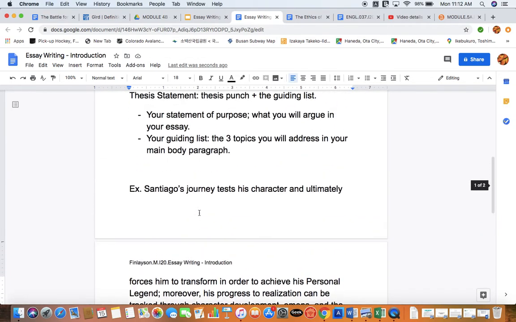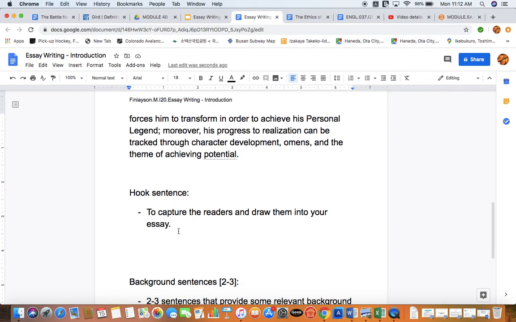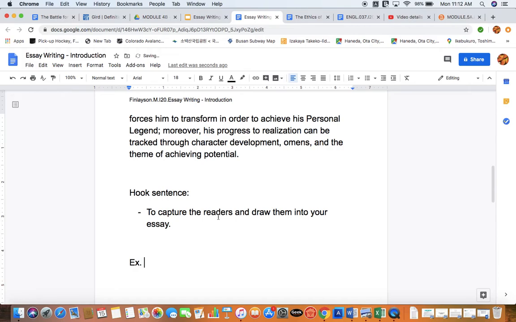Now remember, the thesis statement will actually come at the end of the introduction, but I think that because it's so important to setting up the rest of what your essay is going to talk about, we need to write it first. The next sentence we need to challenge to write is the hook sentence. And the hook sentence, just as a reminder, does just what it sounds like it does. It's there to capture the readers and to draw them into our essay.